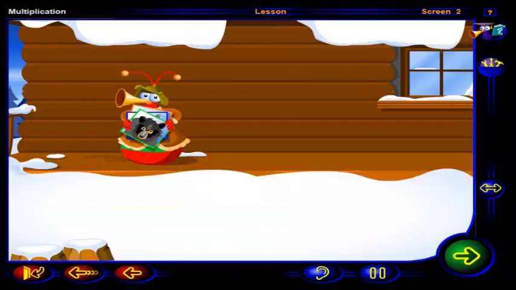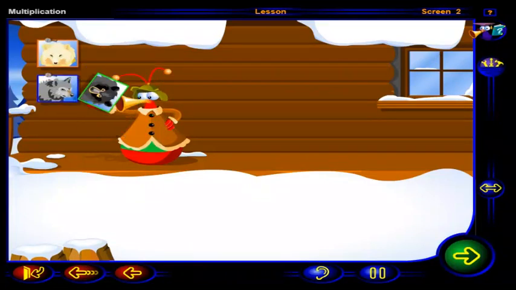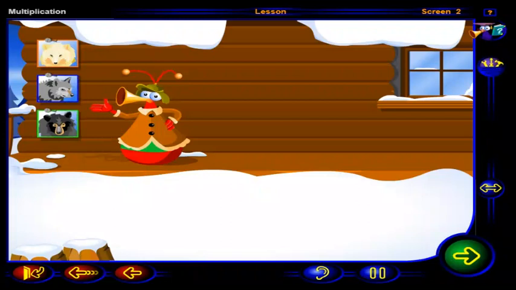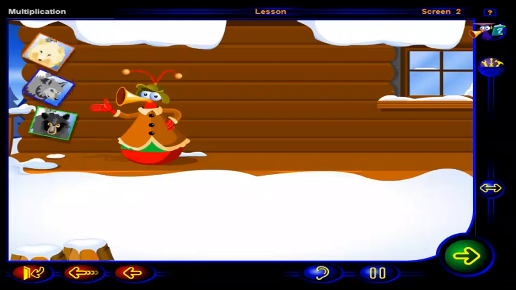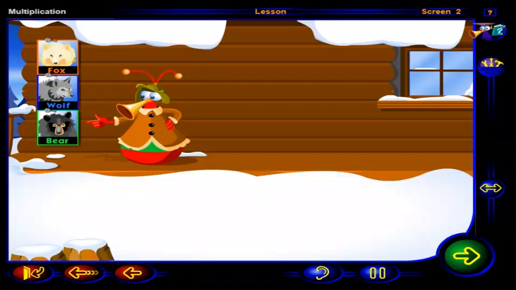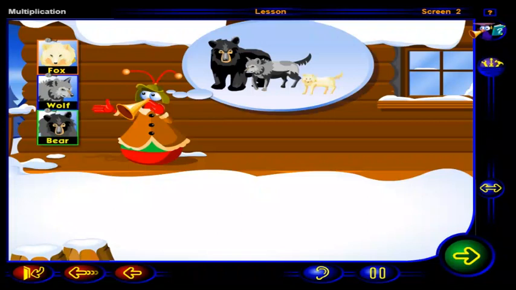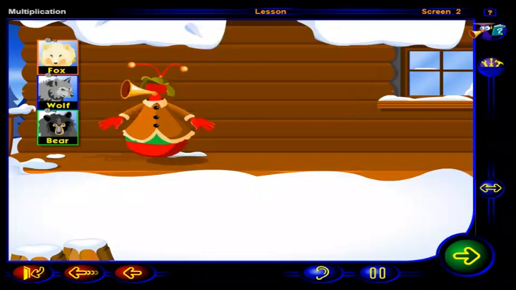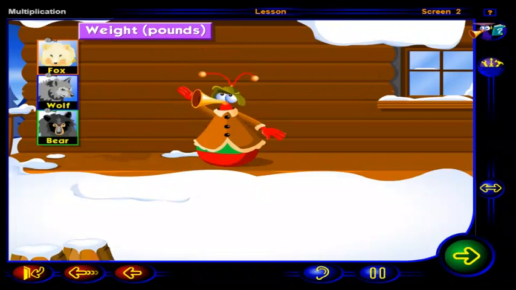I see you've been studying some of the animals in this area. Which animals have you been looking at? Click on the pictures. An Arctic fox, a gray wolf, a black bear. Each animal is a different size. So let's compare their weights to see how different they are.